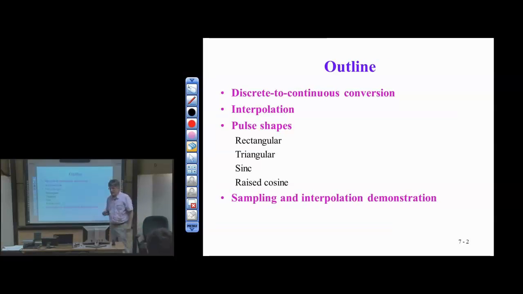So we'll go back and revisit discrete to continuous time conversion. This is part of digital to analog conversion. We'll look at interpolation, several pulse shapes: rectangular, triangular, sinc, and raised cosine. And in lab, we're going to be using the raised cosine quite a bit in the communication system in both the transmitter and receiver that we'll implement. And we'll do a demo, of course. We've done this demo before. We'll do it again. This was sampling and interpolation.